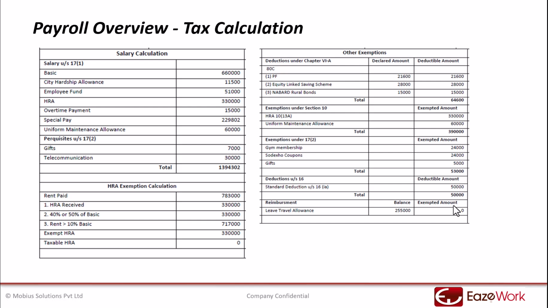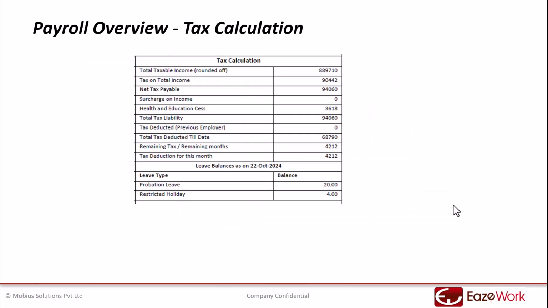Based on all these calculations and the exemptions, your tax calculation is shown to you. The tax calculation shows you very clearly what is your total taxable income, what is the total tax which gets rounded up based on certain rules. What is the surcharge on the tax? What is the cess on the tax? And what is the total tax liability?